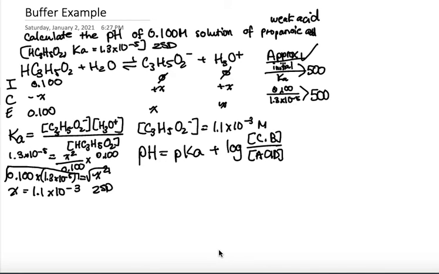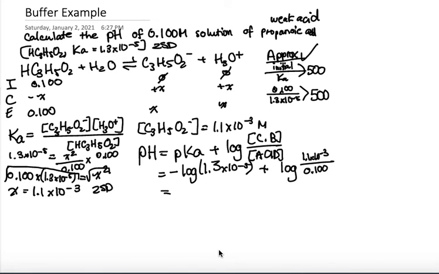All right. So we know the Ka value. In order to get the pKa value, we're going to apply negative log 1.3 times 10 to the negative 5 plus log of 1.1 times 10 to the negative 3 divided by 0.100.